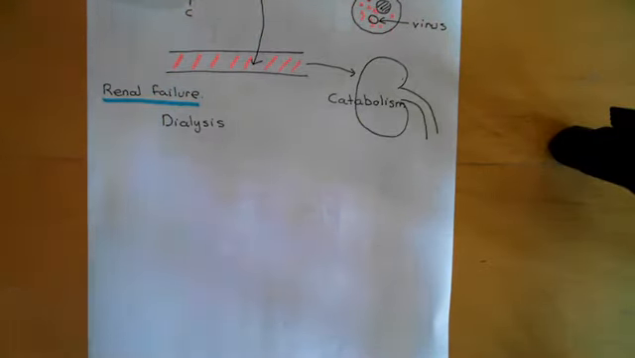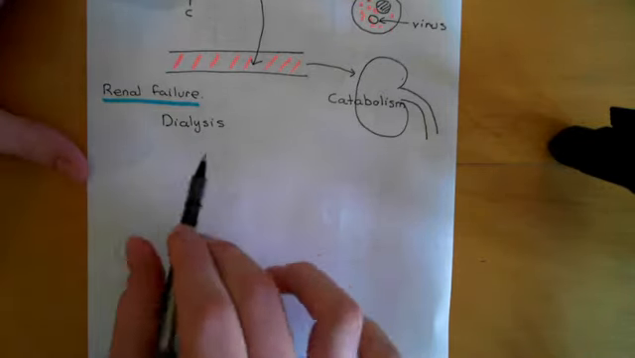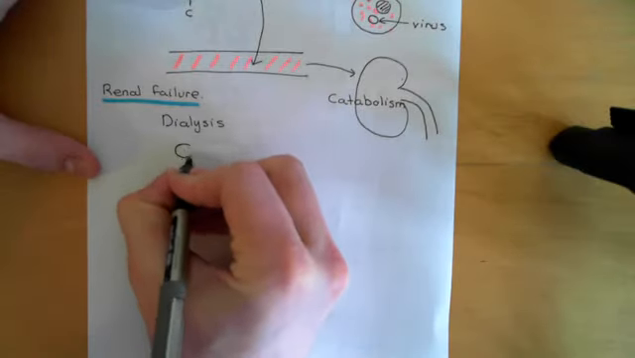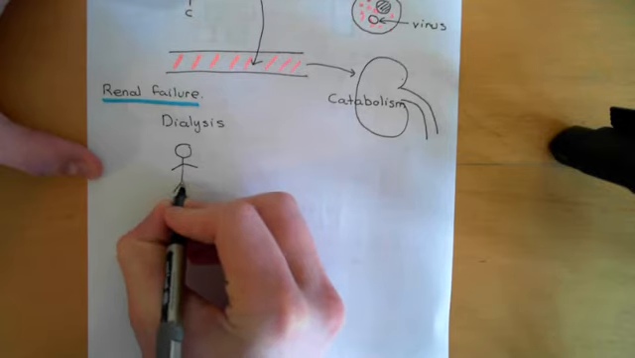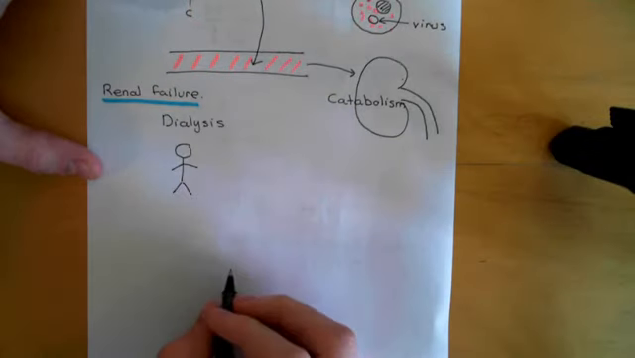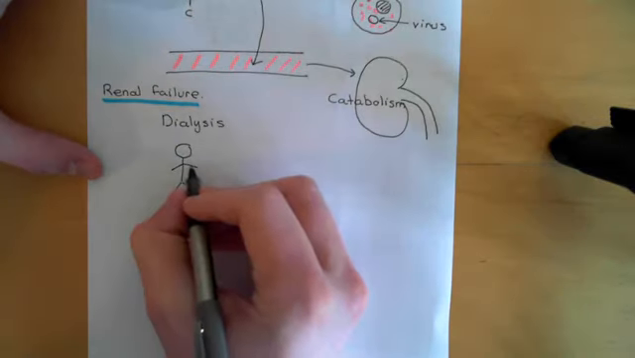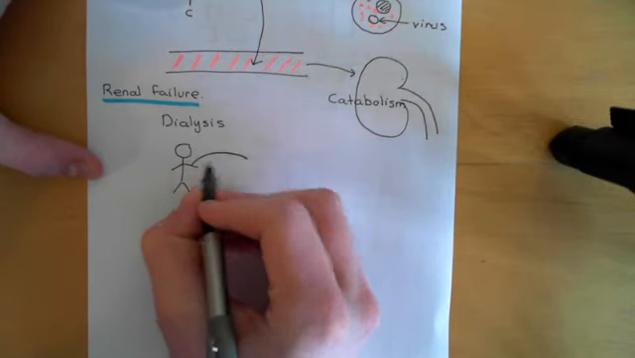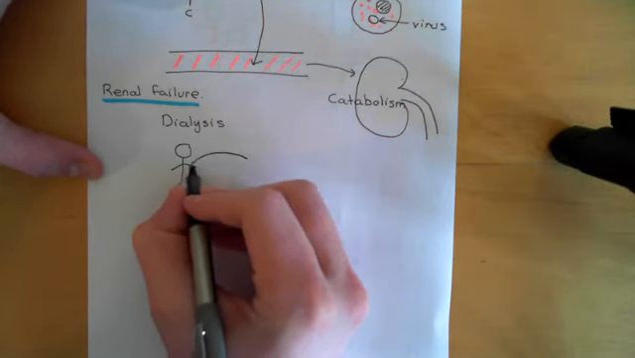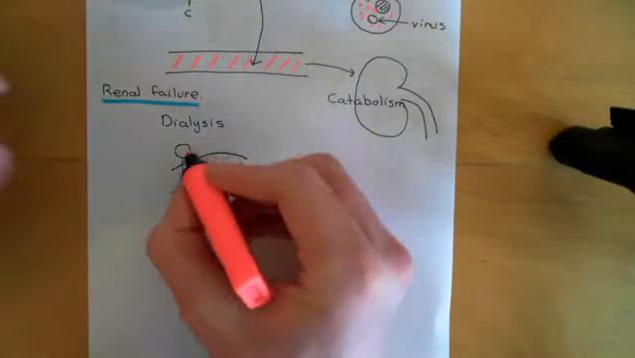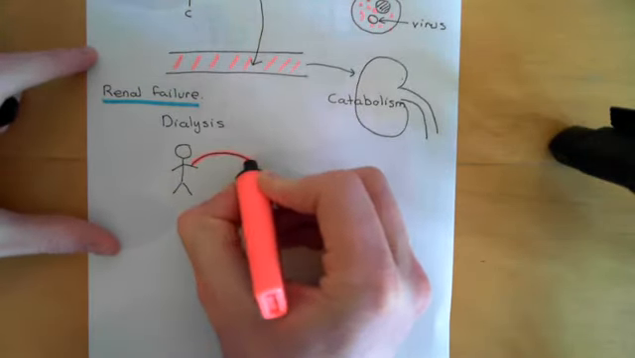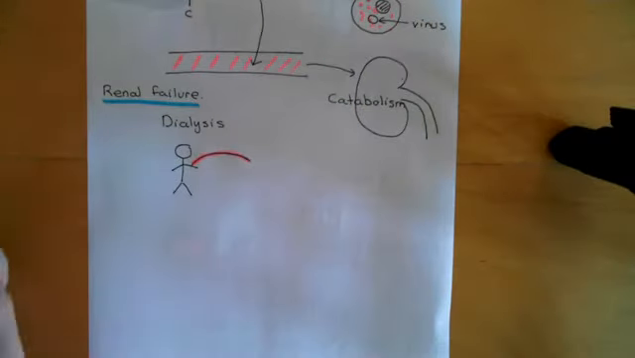Okay, so basically, what we need to do is somehow remove the waste products from these people's blood, and this is what dialysis is all about. If I draw the little person here, this is our person who's going to be put on dialysis, and the idea is that we will have one tube which will take arterial blood from an artery, usually out of the arm. Let me colour this in. Here is a tube that is taking arterial blood out of an artery in the arm.